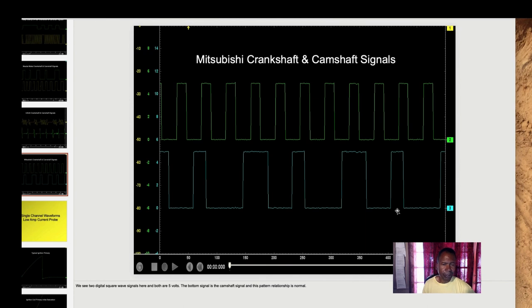And the last one for the evening is Mitsubishi crankshaft and camshaft signals. We have both digital square waves. They're both 5 volts. You see here, it's about 5 volts and pulling down to zero. This one's about 5 volts here and pulling down to zero. All right, the bottom one's the cam, top one's the crank. Again, two good pictures in relationship to each other.